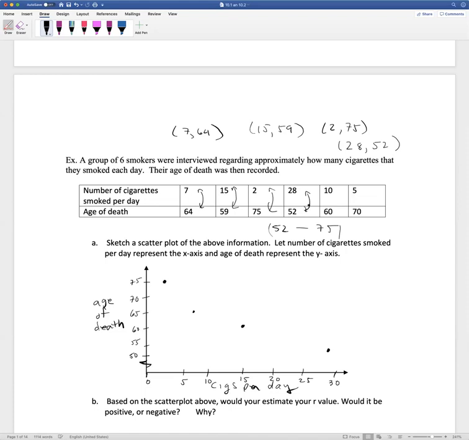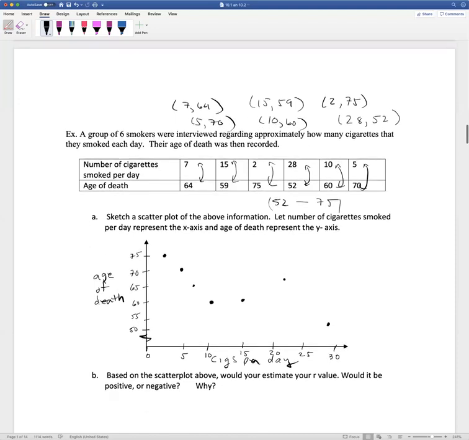This person smoked 10 cigarettes a day and they died at 60. So let's do 10, 60. There's 10 and 60. And this person smoked 5 cigarettes a day and they died at age 70. There's 5 and 70. So let's do 5 and 70. Okay, so this is a good idea as to what the scatter plot would look like.